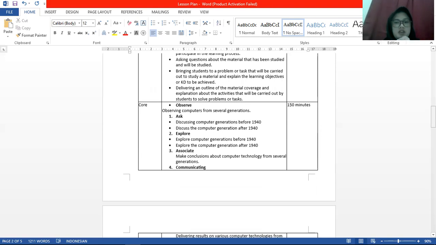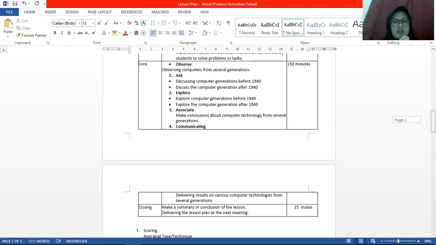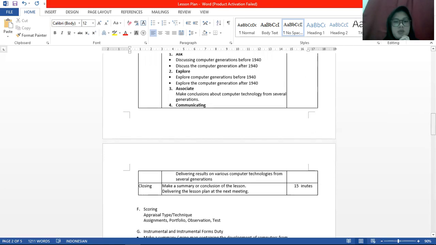And for the core activity, observing computers from these several generations. So the first one, I'm going to ask for a discussion about the computer generations before and after 1940, and then explore computer generations before and after 1940, and then associate and make a conclusion about computer technology from several generations, and then communicate, delivering the results on the various computer technologies from several generations.